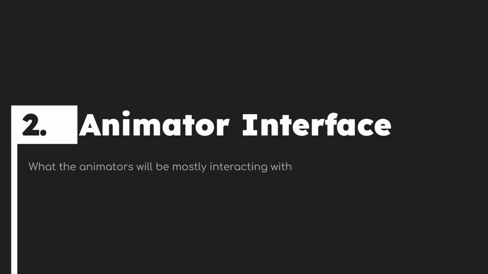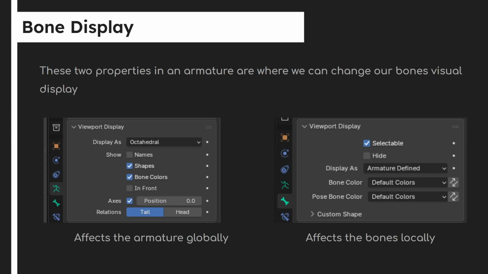And leading into the next part, we're going to talk about our animator interface. This is what animators mostly interact with. We've been learning to change the bone display. We have these two properties in an armature where we can change our bone's visual display. On the left side, we have the armature-wide viewport display, which changes the entire armature at once. This is where you can turn on your bones in front, your axes, the names of them, etc. And then on the right side, we have the per bone display.